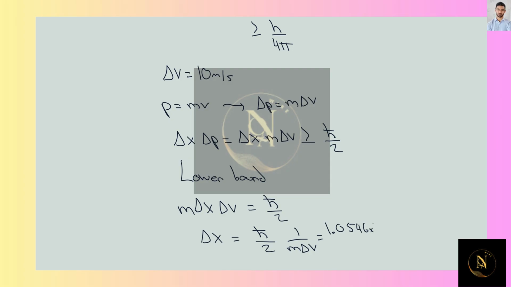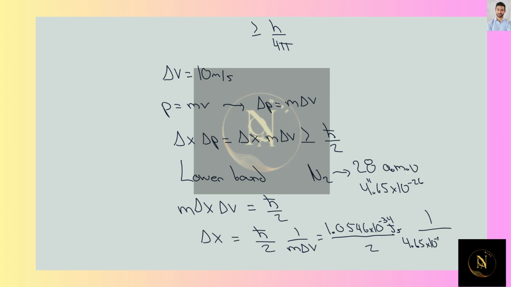So, substituting the values over here, for h bar we know that this is equal to 1.0546 times 10 to the minus 34 joule second. This is going to be divided by 2, 1 over the mass. In this case, the mass that we're dealing with is the mass of nitrogen. So nitrogen corresponds to having 28 atomic mass units. If you do the conversion from atomic mass units into kilograms, you're going to realize that this is equal to 4.65 times 10 to the minus 26 kilograms.